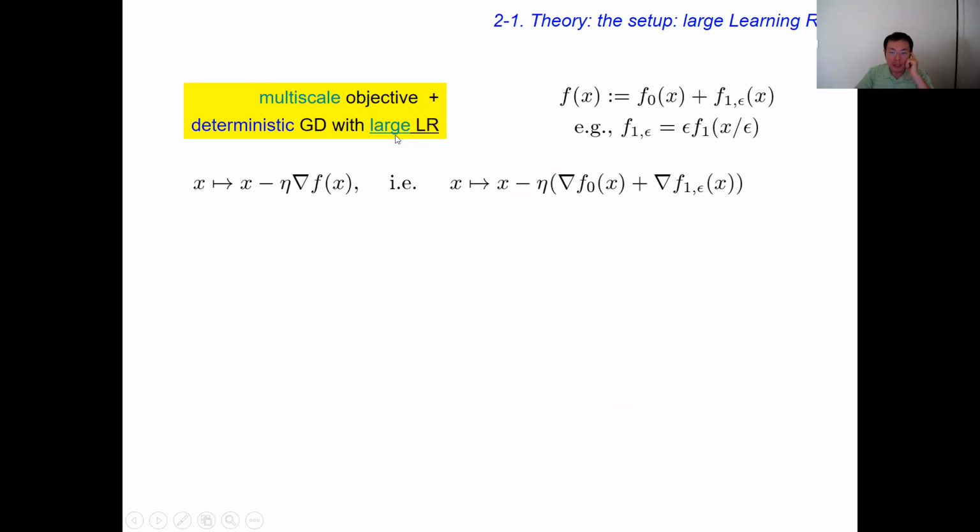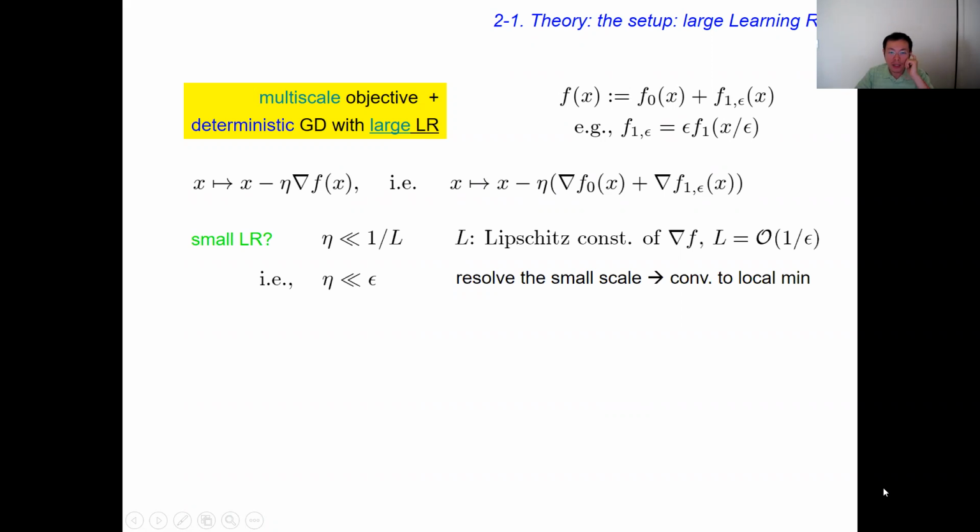What about a large learning rate? If you write down the gradient descent iteration under the assumption of a multi-scale potential, the iteration basically looks like this. You can first ask yourselves, what would be a small learning rate? In optimization, it's well understood that if your learning rate eta is smaller than 1 over L, where L is the Lipschitz constant of the gradient, then you will have guaranteed convergence to a local minimizer. In fact, you will converge to the closest local minimizer.